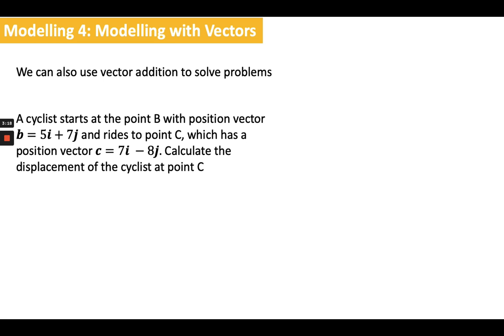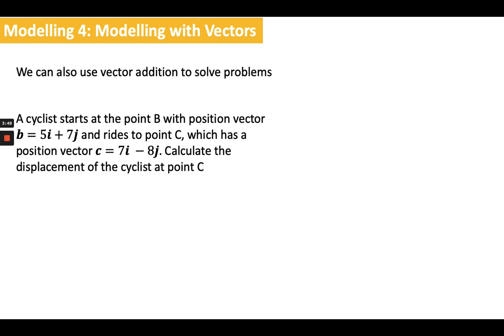We also will occasionally get problems in using vectors. We've done a couple of these when we did the vectors unit earlier this year. And the key thing again with these is always make sure that we are drawing a diagram. I've got a cyclist who starts at the point B with the position vector b, which equals 5i plus 7j, and rides to a point C, which has a position vector c equals 7i minus 8j. So I want to calculate the displacement of the cyclist at point C.